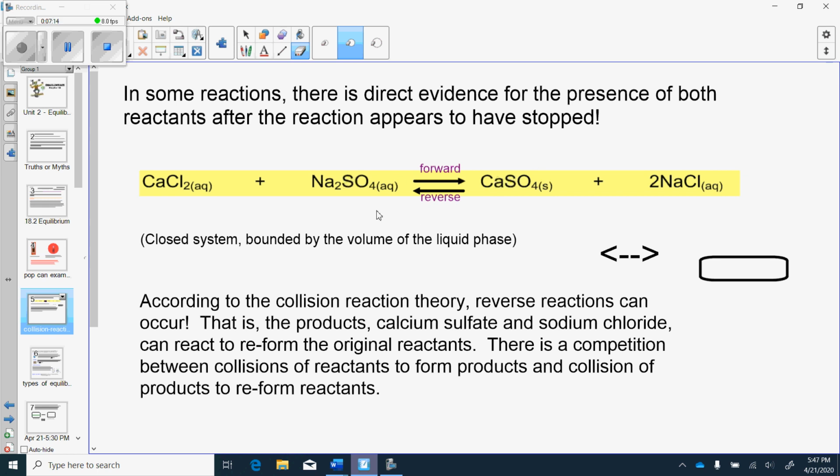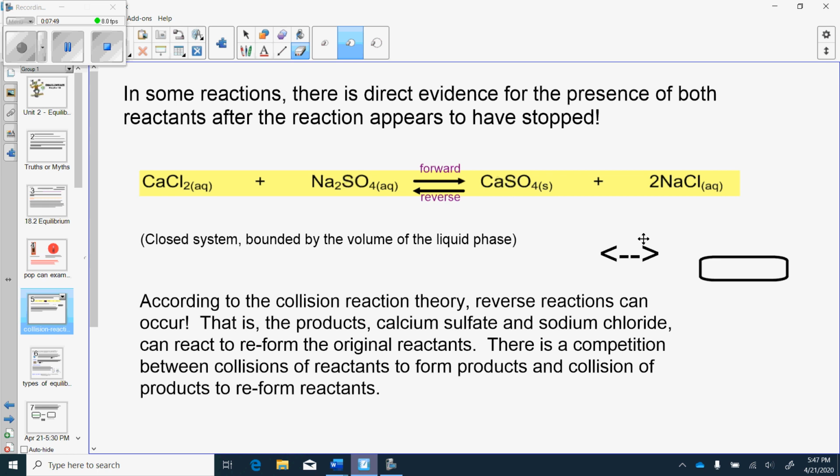And when this cycle equals each other, what I mean by that is not when the amounts are equal, but when the speed of the forward reaction, the speed of these guys colliding to make products, is equal to the speed of the products colliding to make reactants, when that cycle becomes the same rate, that's when we're going to have equilibrium. That's what's balanced. The rate of reactants turning into products is equal to the rate of products turning into reactants.